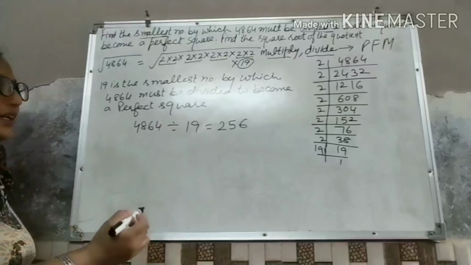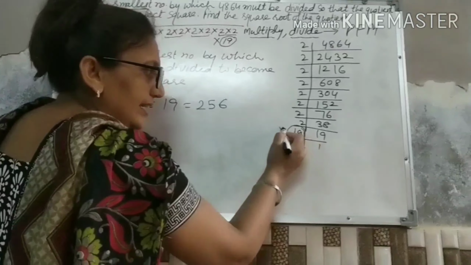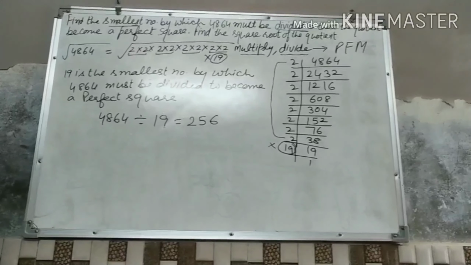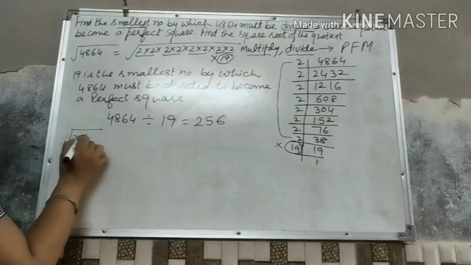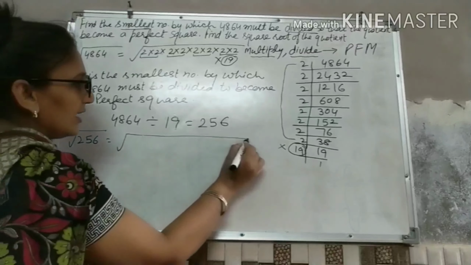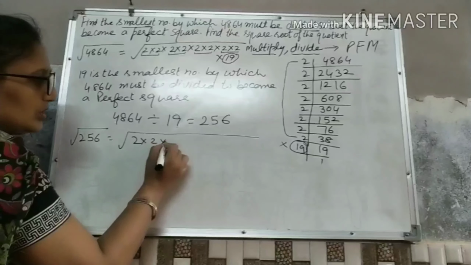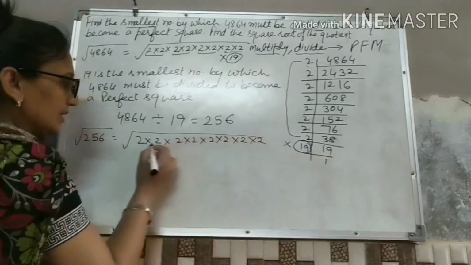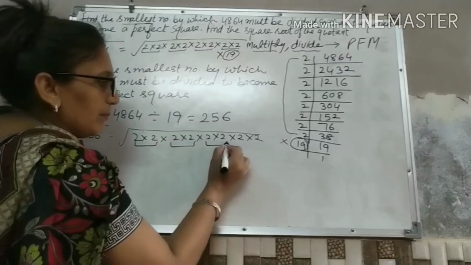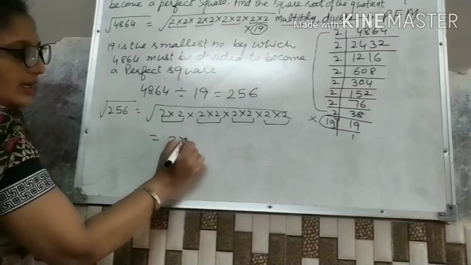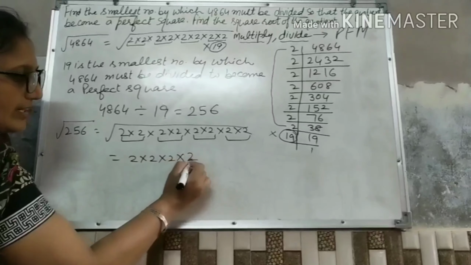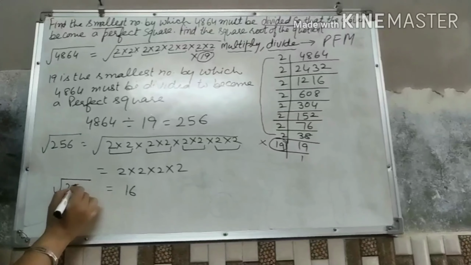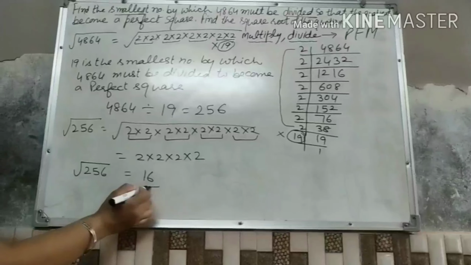So now you will leave the 19. Other factors will be the factors of 256. So now we will write the other factors again in the square root, because these are the factors of 256. Now we will make the pair. This is the square root of 256. So the square root of 256 is 16.